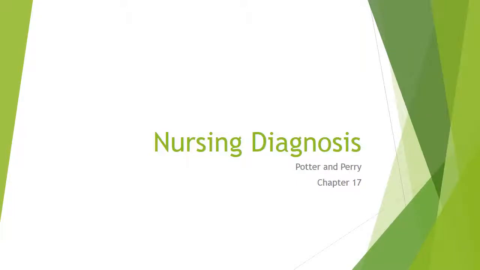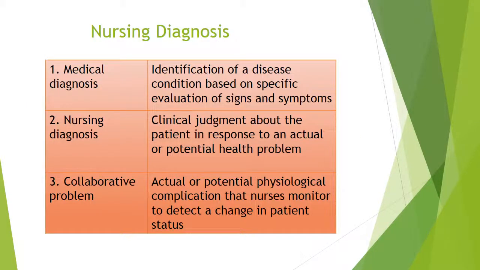Okay, here we are now changing gears into nursing diagnosis, and you will find this chapter. It is 17 in your Potter and Perry book. One of the things you need to know about nursing diagnosis is that we need to be careful not to confuse it with a medical diagnosis. We have a medical diagnosis, nursing diagnosis, and collaborative problem.